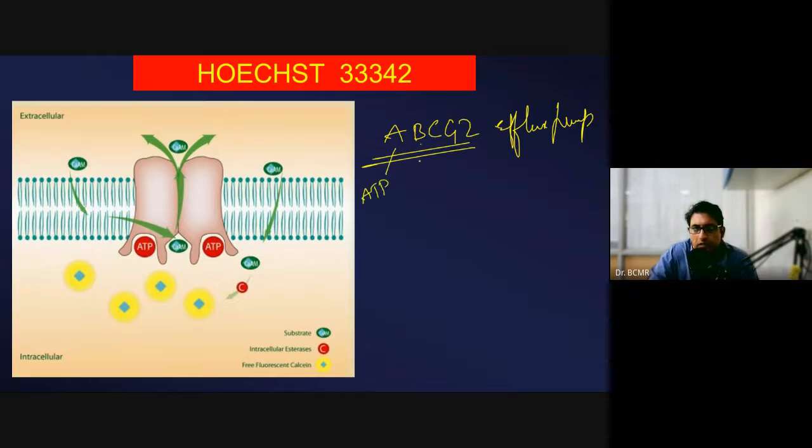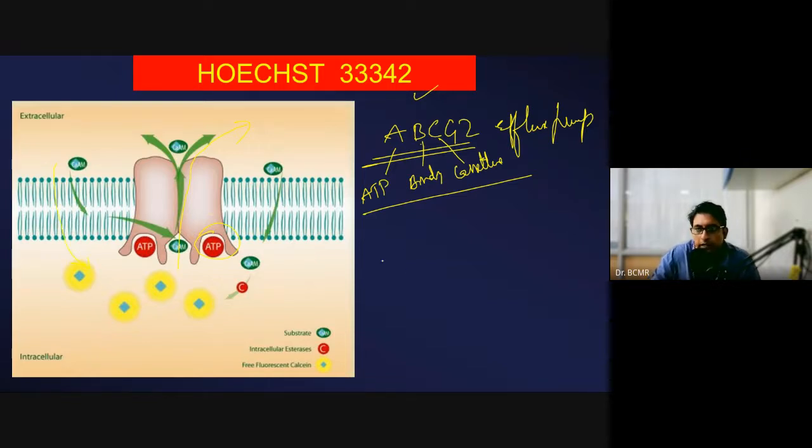ATP binding cassette. I hope you remember in your cell biology, you must have learned it. These transporters bind to ATP somewhat like this, as shown here, and then they actively pump some of the compounds out into the extracellular side. So the Hoechst dye that we're using here can penetrate through the cell membrane into the cytoplasm.